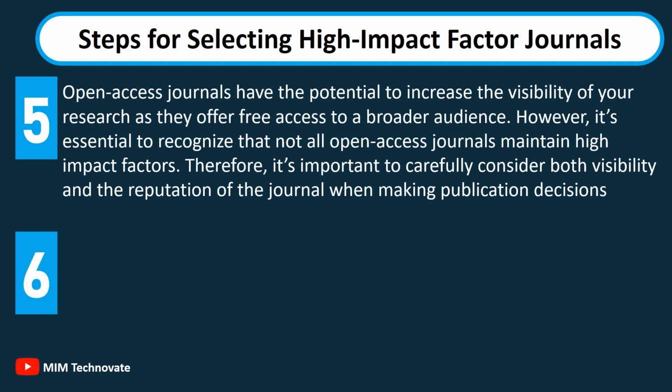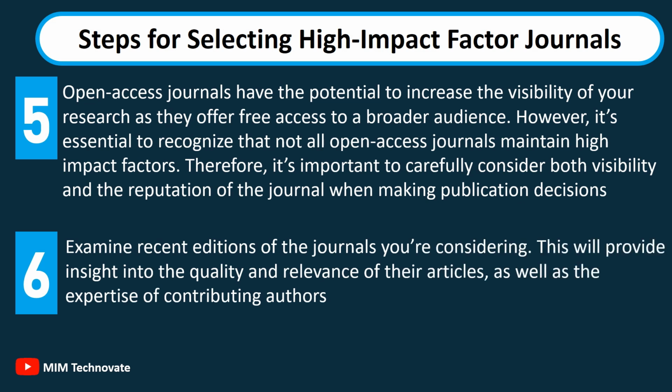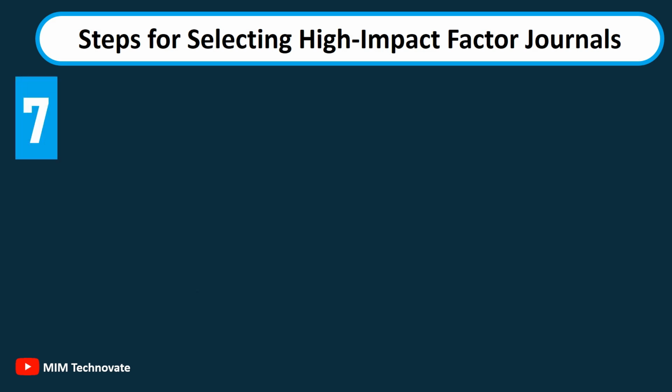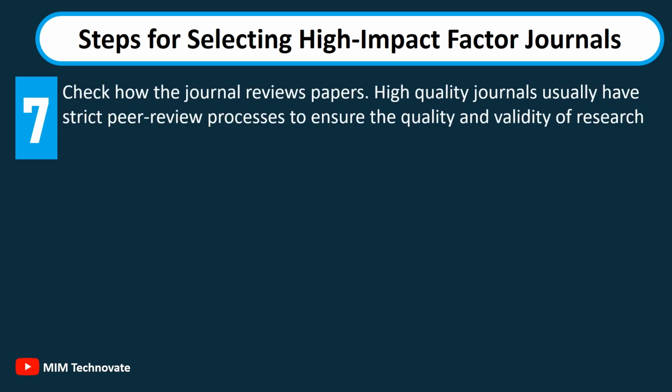Number 6. Examine recent editions of the journals you are considering. This will provide insight into the quality and relevance of their articles as well as the expertise of contributing authors. Number 7. Check how the journal reviews papers. High-quality journals usually have strict peer review processes to ensure the quality and validity of research.